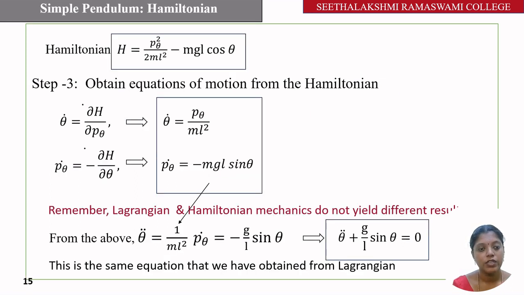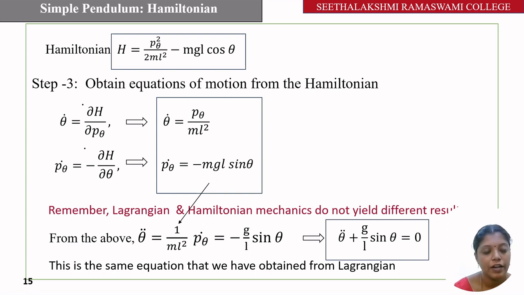With this Hamiltonian, you can easily obtain Hamilton's equations of motion that are given in step 3. So θ̇ is nothing but p_θ/(ml²), and ṗ_θ is nothing but −mgl sin θ. Comparing with the equation of motion obtained in Lagrangian mechanics, in the Lagrangian you obtained a second order differential equation, but here in the Hamiltonian you obtain two first order differential equations. So are they different or the same? This question may arise in you. I am going to answer this.